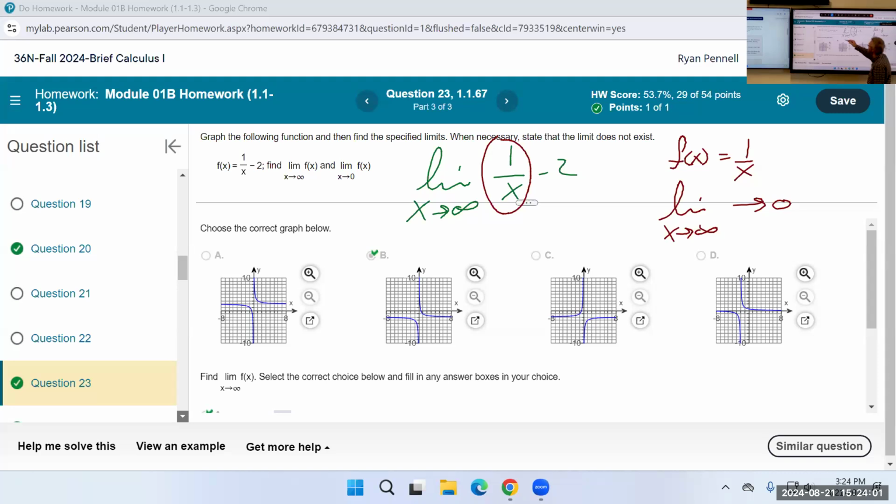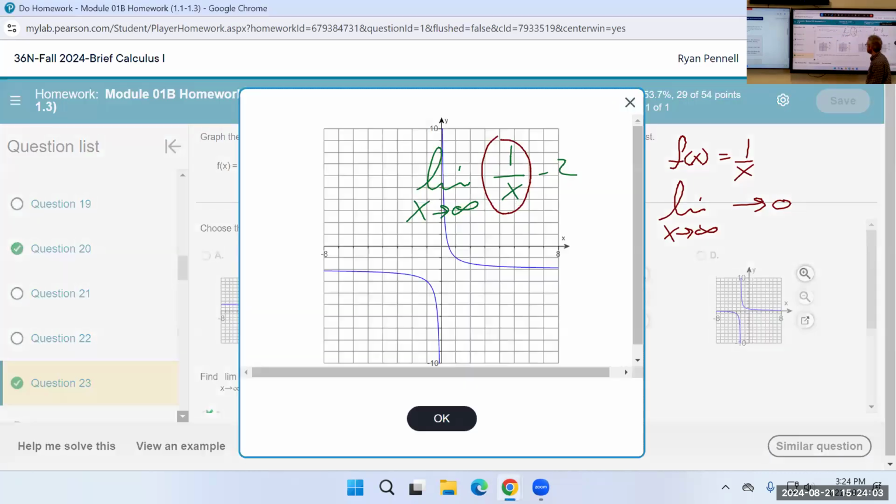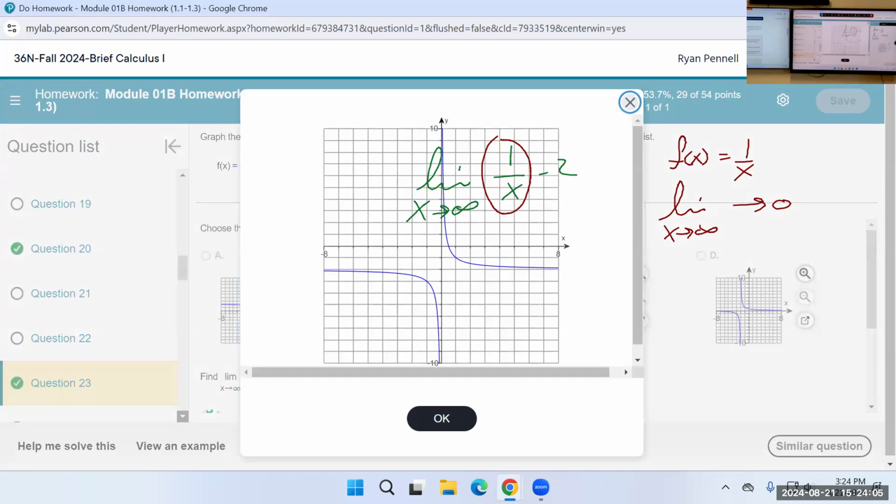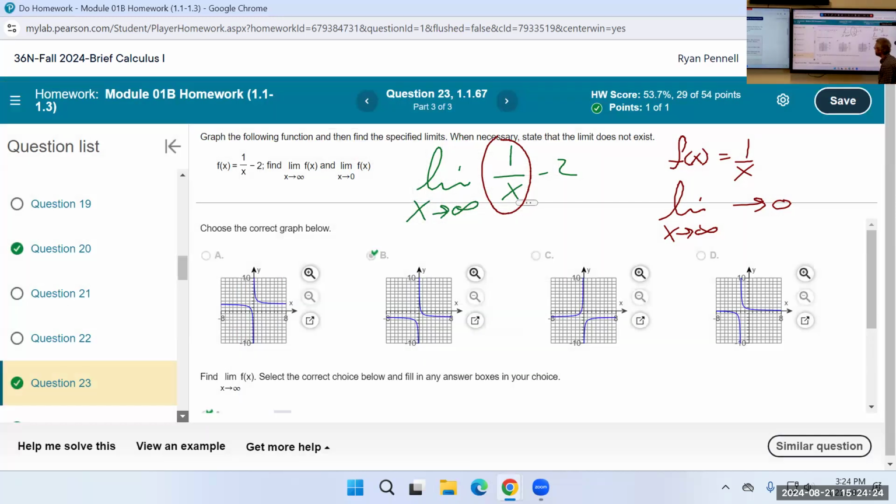Okay, and you can see that in the graph that I chose. As x gets bigger and bigger, it'll just get closer and closer to -2. But I want to try to explain why that would be. That's because that 1 over x is going to go towards 0. So whatever's left will be counted.